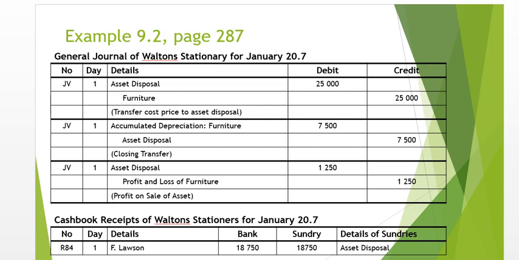We credited our furniture and debited our asset disposal. We debited our accumulated depreciation on furniture, credited our asset disposal, and then we debited our asset disposal procedure after we balanced it out and credited our profit and loss. And also we just recorded our cash sale in our cash receipts journal. Okay, so that's looking at a simple example of your asset disposal procedure.